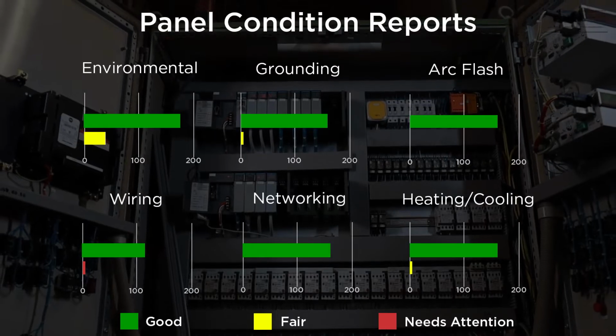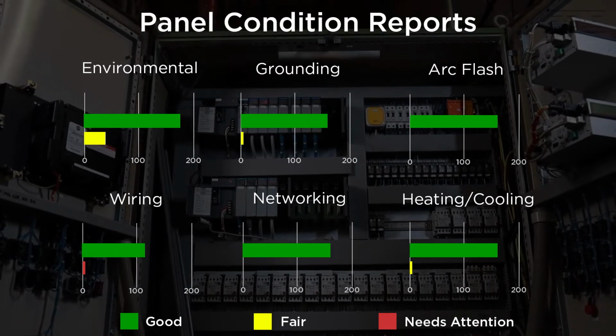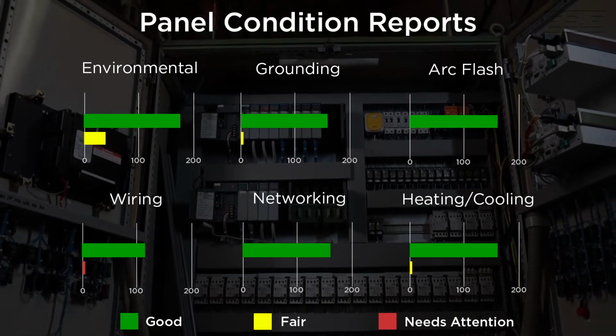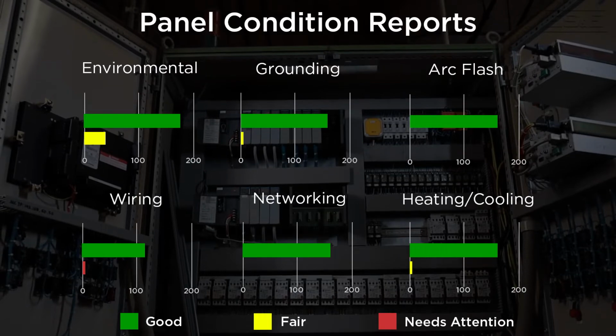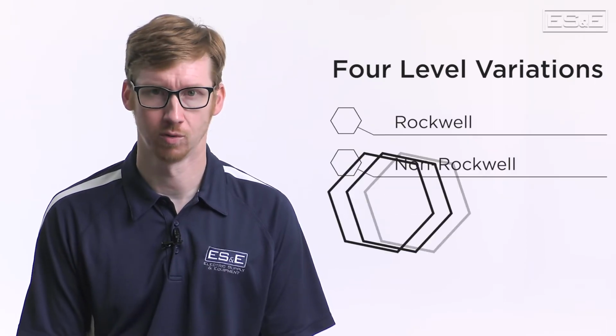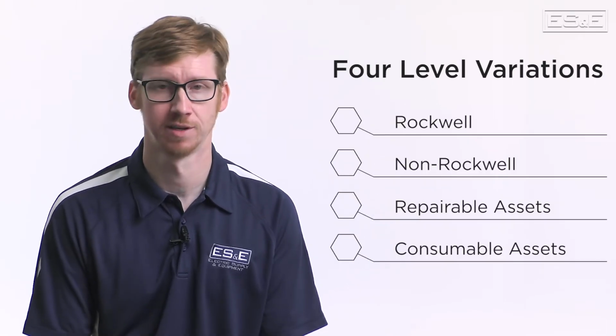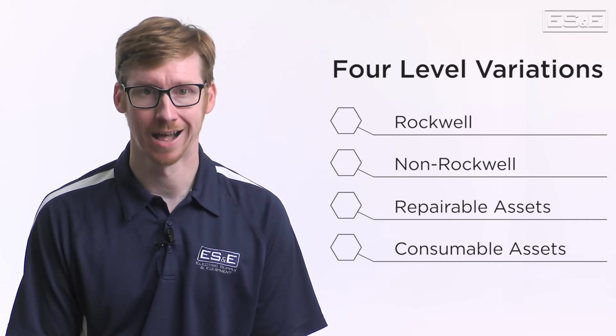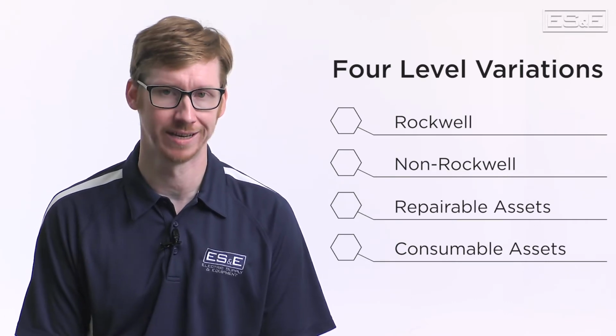You will also receive a report on each panel's condition, noting any environmental, wiring, grounding, networking, and arc flash labeling concerns. There are 4 levels to choose from for the IBE, which can include Rockwell, non-Rockwell, repairable, and consumable assets. This allows us to provide an analysis based on your individual plant needs.